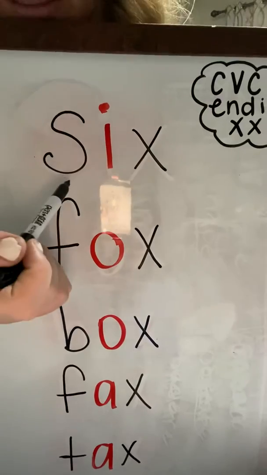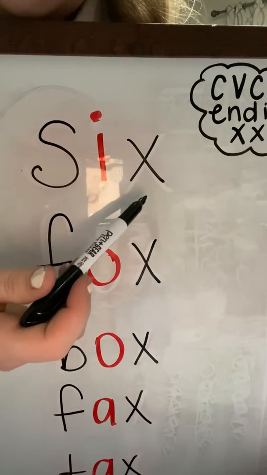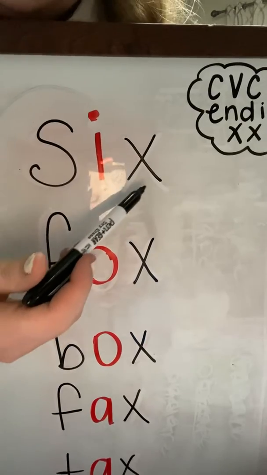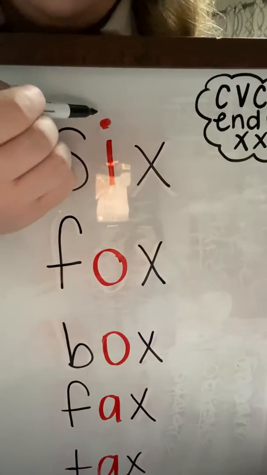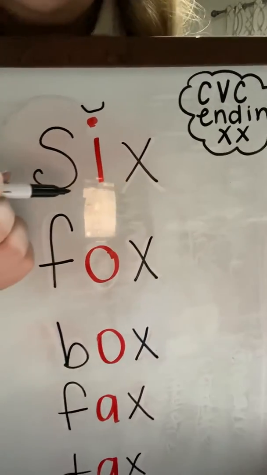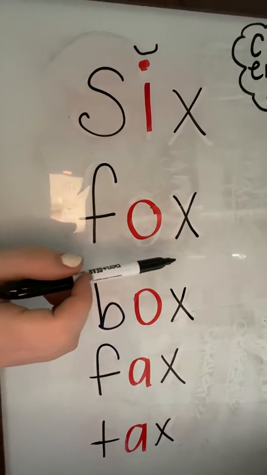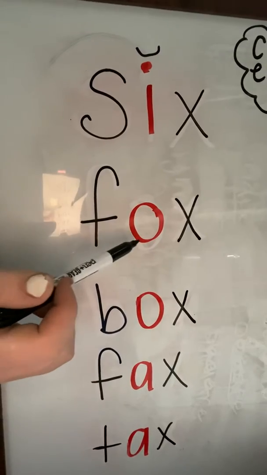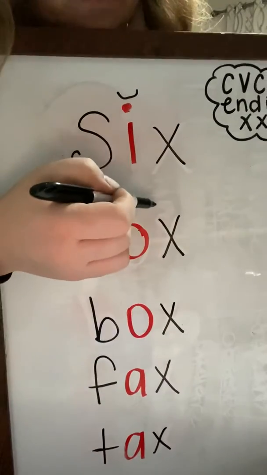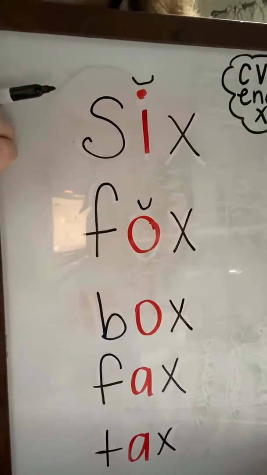So let's go through and let's sound it out. What's that first sound? S, i, x, six. What did Miss Geyer forget to put on top of her vowel? A breve, right? The breve tells me that it makes a short vowel sound. The next word is ox, fox. And again, I put my breve on top of the vowel, which is the letter O. It tells me that it makes the short sound instead of the long O sound.